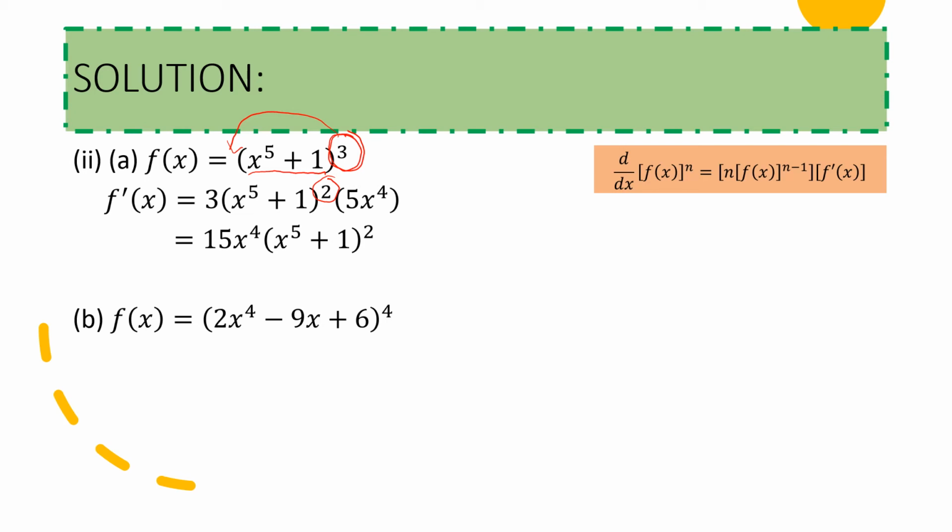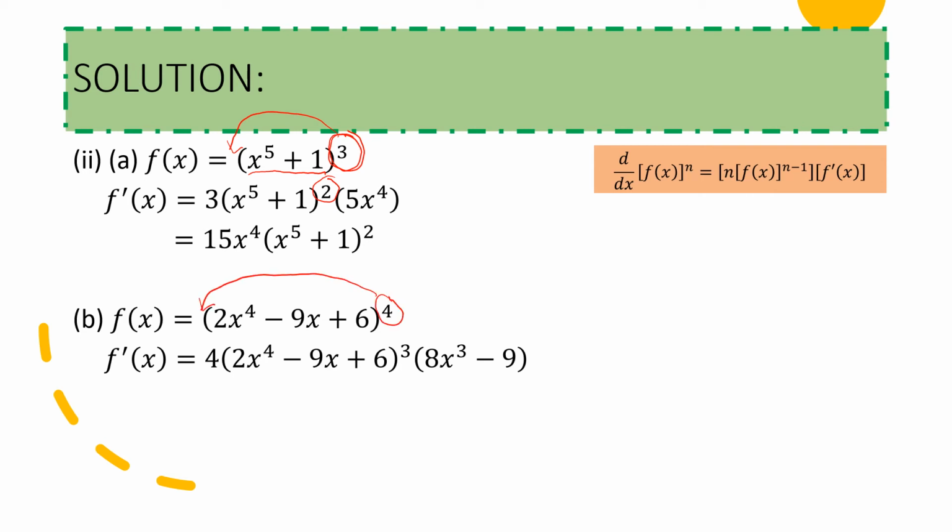B. f(x) equals (2x power of 4 minus 9x plus 6) power of 4. So we use the power rule. f prime x equals, first move power of 4 in front, so 4 times (2x power of 4 minus 9x plus 6) power of 3. So the power we need to minus 1, and then don't forget to differentiate in the bracket.